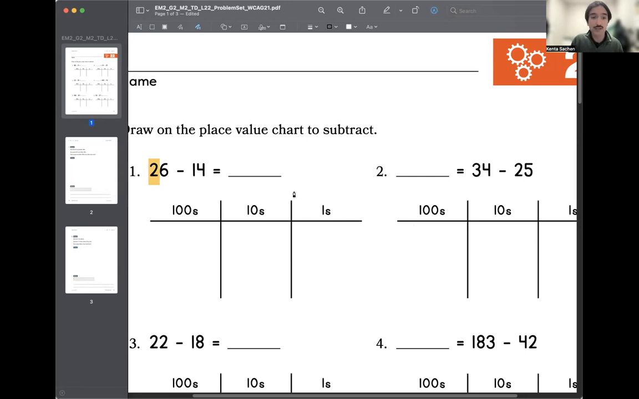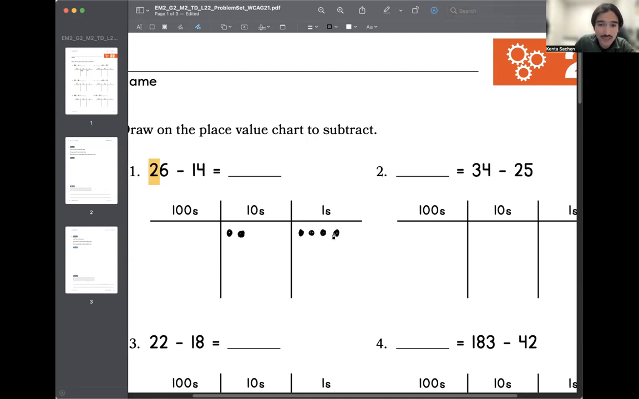First thing you need to do is write out 26 in this place value chart. How do we do that? Well, 26 has 2 tens, right? 1, 2. So go ahead and draw 2 tens. Okay. And then how many ones do I need to draw? Amarani, how many ones? Yeah, 6 ones. Great.